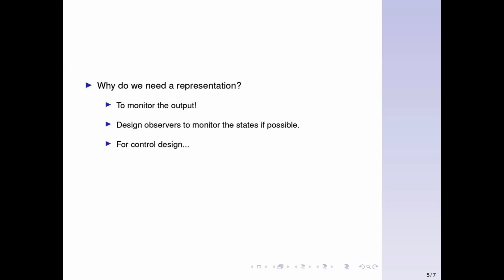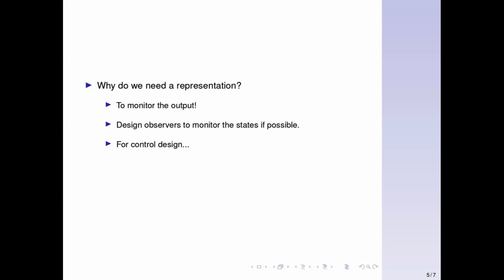Monitoring the output. Representations allow us to predict and monitor the system's output or response. This is crucial for various applications, such as quality control in manufacturing, tracking the performance of a spacecraft, or predicting the behavior of financial markets. It's like having a dashboard in your car that shows your speed, fuel level, and other essential information.